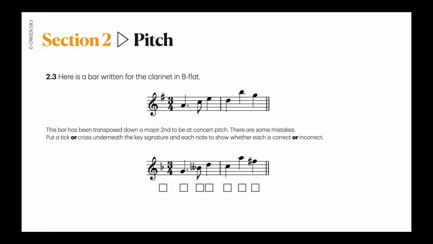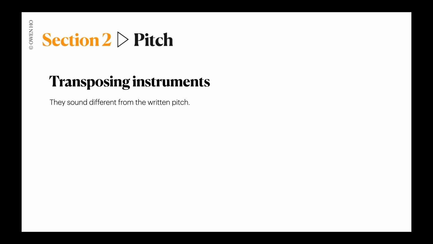the terms here. So before we even do this question, let's break down some of the key terms here. First, what are transposing instruments? They are instruments that sound different from the written pitch. For example, if we have a C as the written pitch, a transposing instrument, depending on their type, will be making a different sound than the written pitch.